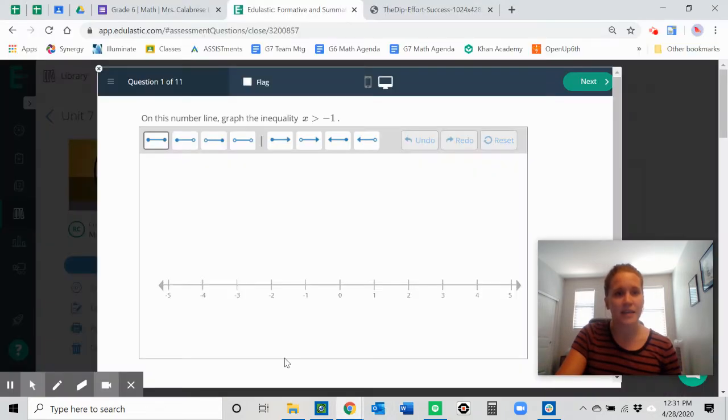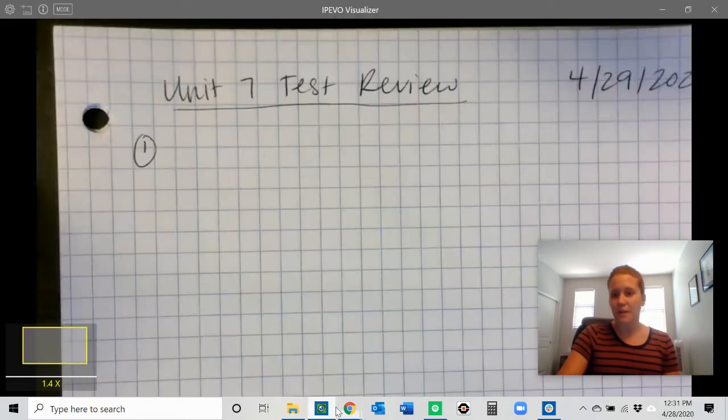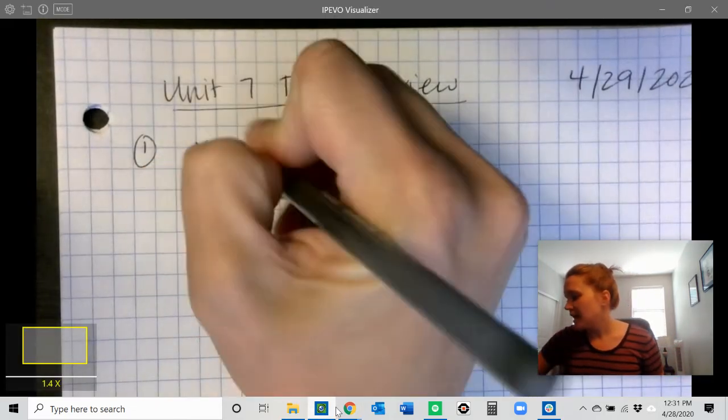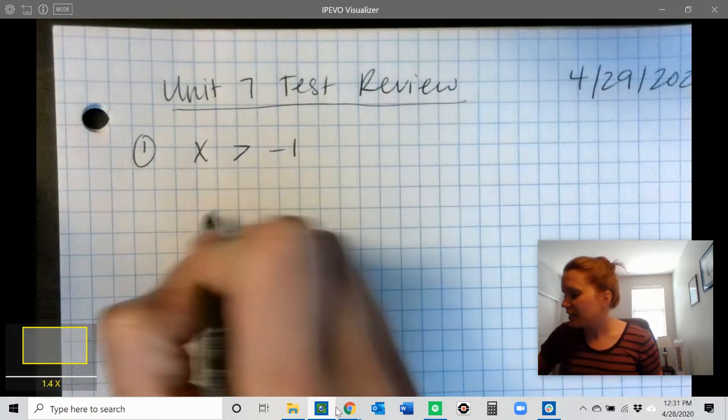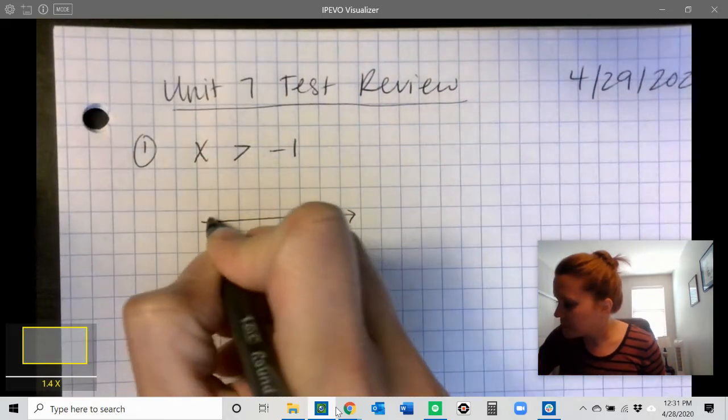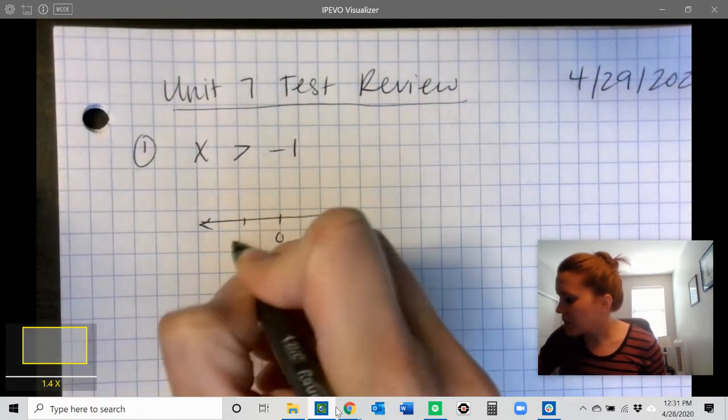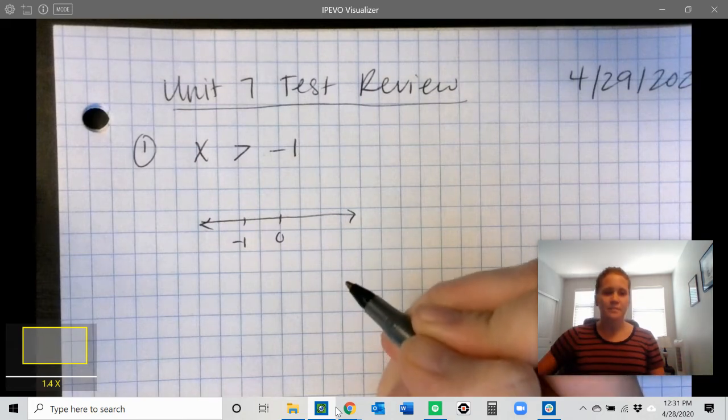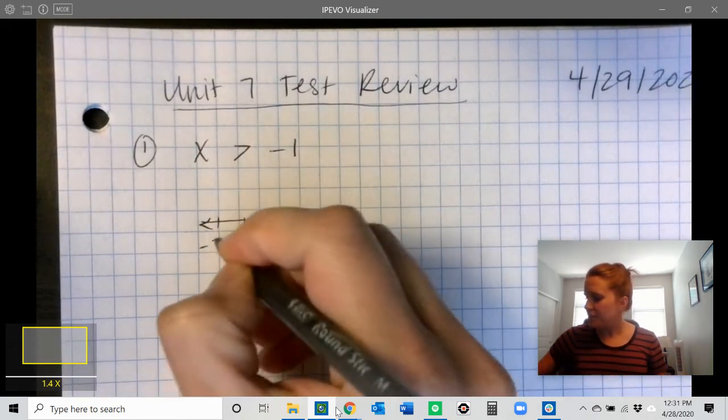Okay. All right, number 1, on this number line, graph the inequality. X is, what inequality symbol is that? Greater than, you got it. X is greater than -1. So I'm going to actually draw it on my paper first. X is greater than -1. Let's put a number line. I'm going to put 0, I'm going to put -1, and I'll put -2.